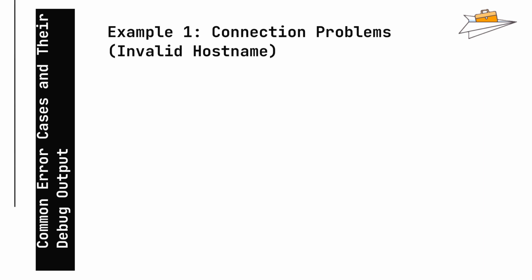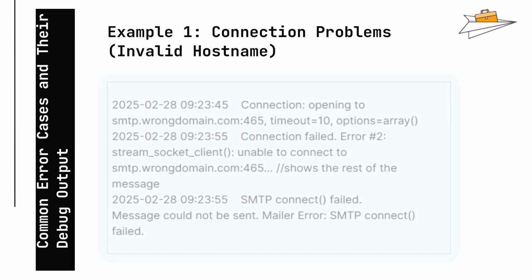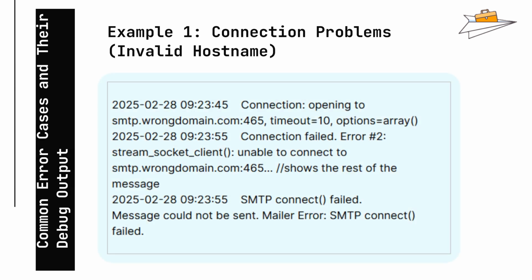Example 1. Connection problems. Invalid hostname. If you can't connect to the SMTP server, debug output makes the issue clear. So what happened here? The connection couldn't be established, either because the domain doesn't exist, the port is incorrect, or there's a network issue. Thanks to the debug output, we know exactly where it's failing, at the connection stage.